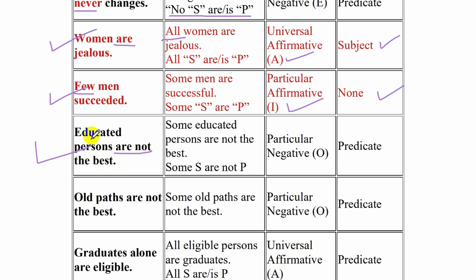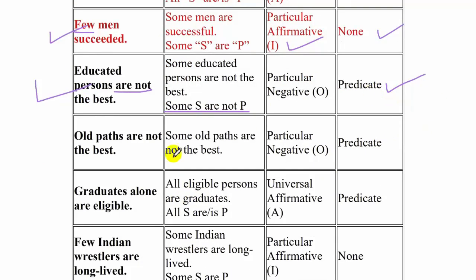Educated persons are not the best. Are not means it's an O type proposition. So some educated persons are not the best. Some S are not P. This is the standard logical format. It's a particular negative O type proposition. In this, we already covered, the predicate part is the distributed term. Predicate is the distributed term.